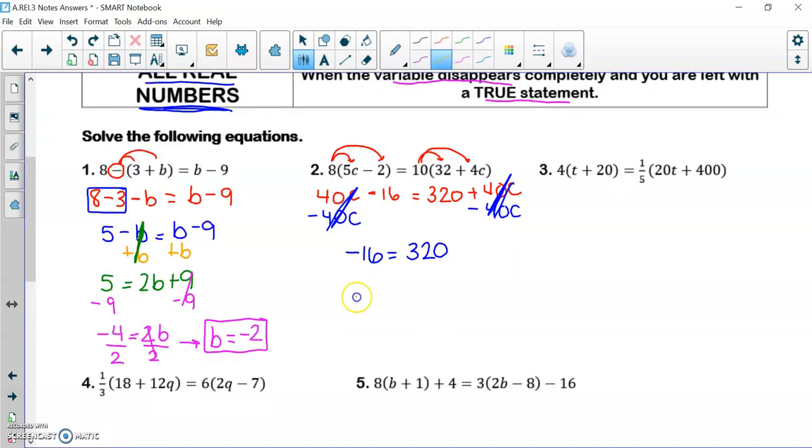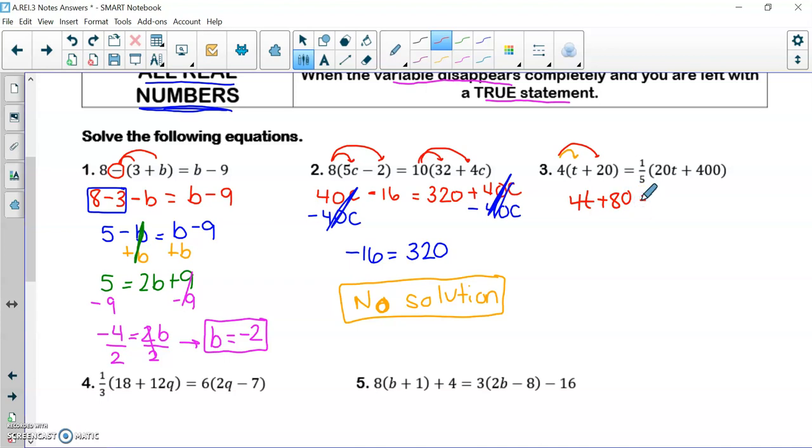So what that means is that there is no number that we can put in for c that would make this equation true. There's just no solution to this equation. All right, we're now going to look at number 3. We're going to do the same thing. We're going to simplify first. So simplifying on my left side, I'm going to distribute my 4 into parentheses. So I have a 4t plus an 80.